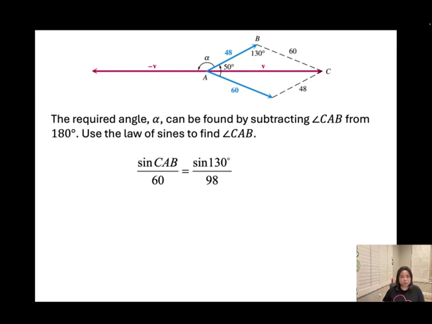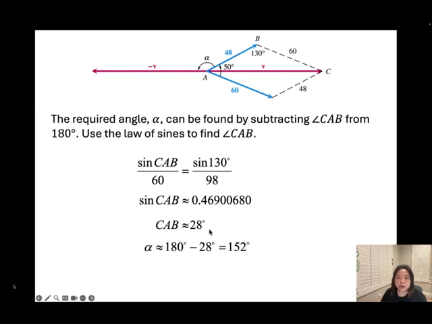Okay, cross multiplication, use your calculator, you're going to get this. Okay, inverse sine of CAB, you should get the angle. It's going to be 28 degrees. And we are not done yet. We only found CAB, we only found this angle. We want to find alpha. So we're going to use 180 minus 28. That will be your alpha.